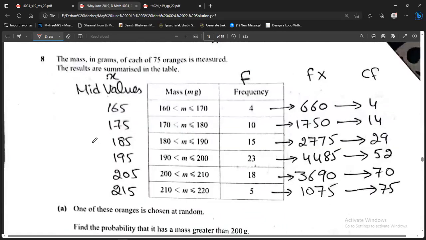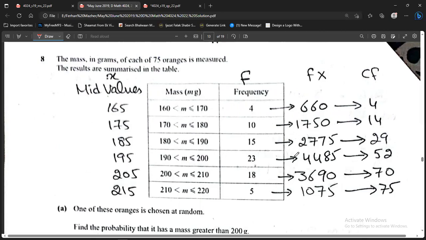So here you see the mid value will be 165. Here the mid value will be 175. The next mid values will be 185, 195, 205, 215. Then you multiply this with 4, you get 660. 175 multiplied by 10 is 1750. 185 multiplied by 15 is 2775.